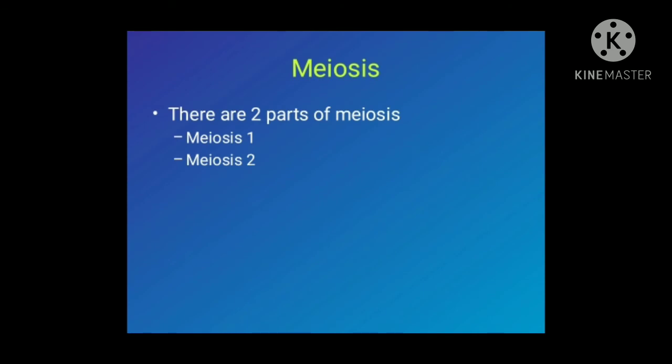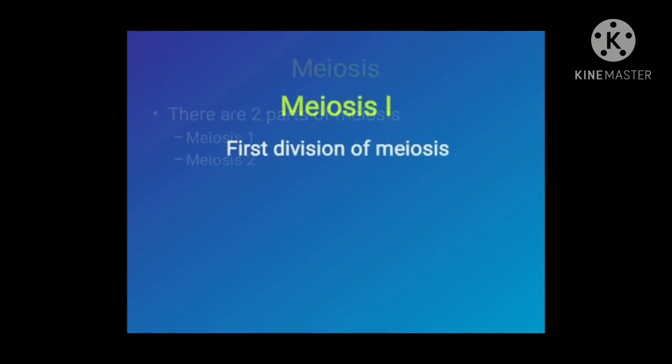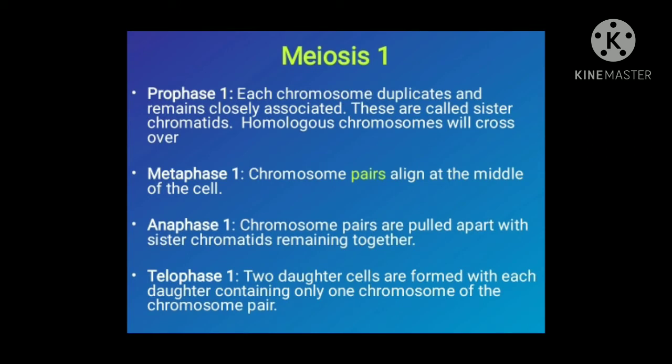There are two parts of meiosis, meiosis 1 and meiosis 2. Meiosis 1 is the first division of meiosis. In prophase 1, each chromosome duplicates and remains closely associated. These are called sister chromatids. Homologous chromosomes will cross over.